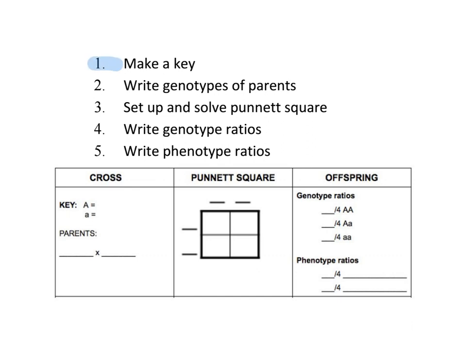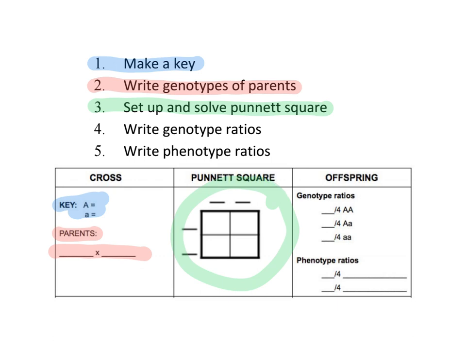Step number 1 is to make a key. And you can see on the organizer that we'll be putting that right there. The second step is to write the genotypes of the parents. Now this is going to be in the problem, and we are going to restate them in letters right there. Then we're going to set up and solve our Punnett square. That's going to happen here.